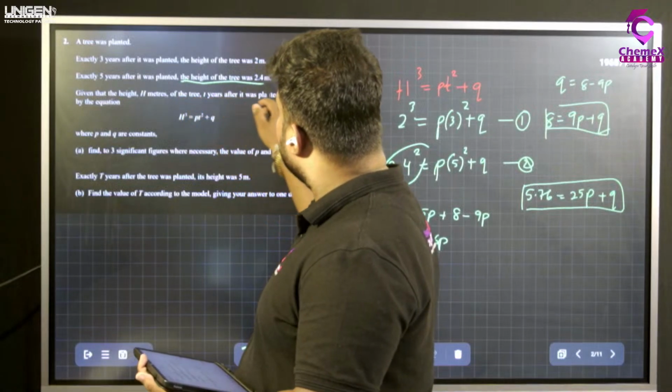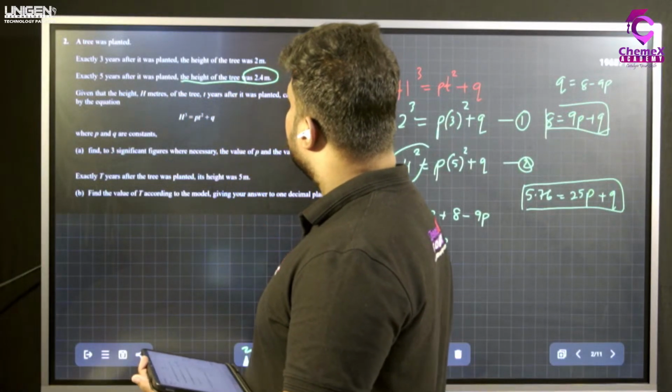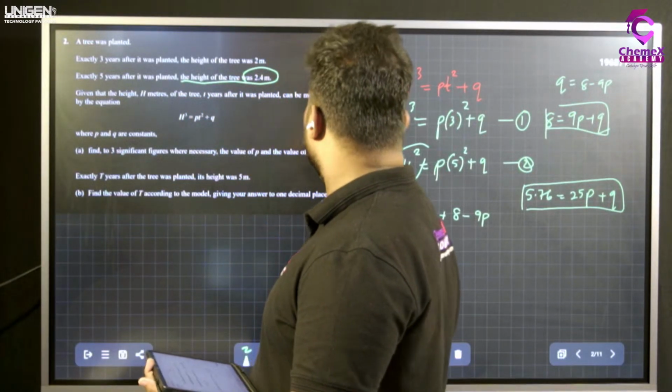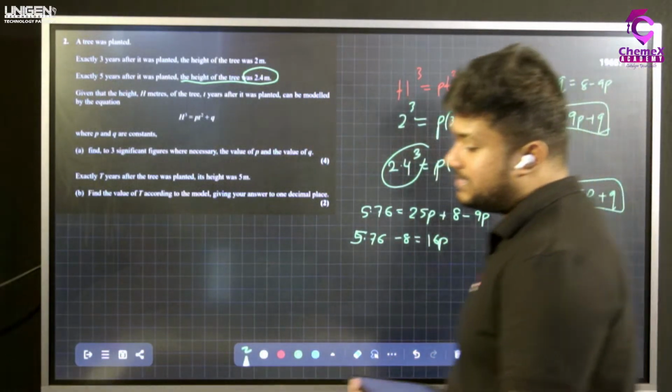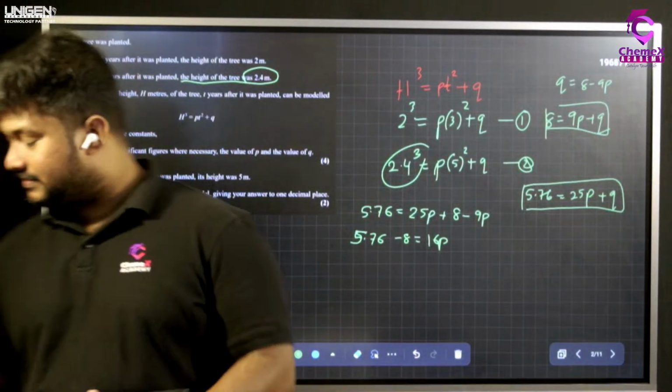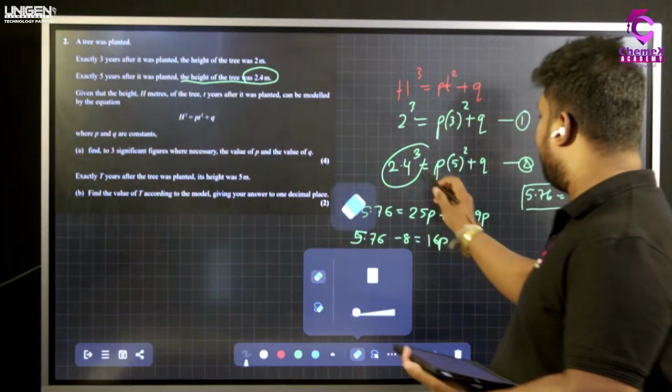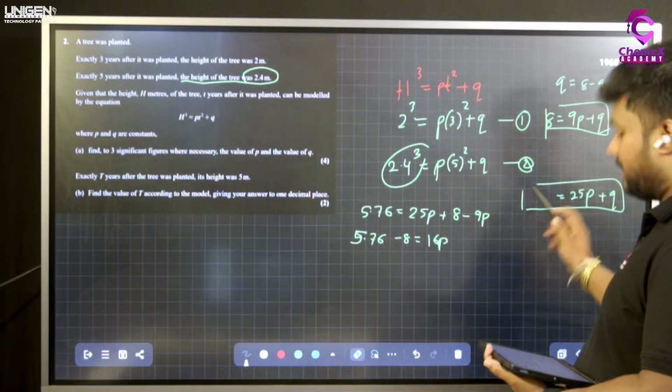the height of the tree was 2.4. So it's not square, it's power 3. That's the mistake. Got it? Understood or no? I squared it. That's why my term here is wrong.